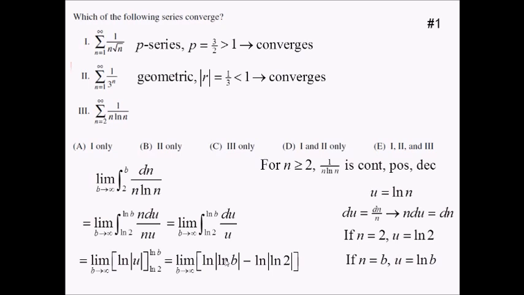And then let's go ahead now and take the limit as b approaches infinity. Nothing's happening over here with this ln of 2, but as b approaches infinity, this ln of b goes to infinity. So you're taking another ln of infinity, which also goes to infinity. So this is overall going to infinity. Since this integral diverges, that means its corresponding series up here is also going to diverge by the integral test. So at the end of the day, only options 1 and 2 converged, giving us answer choice D.